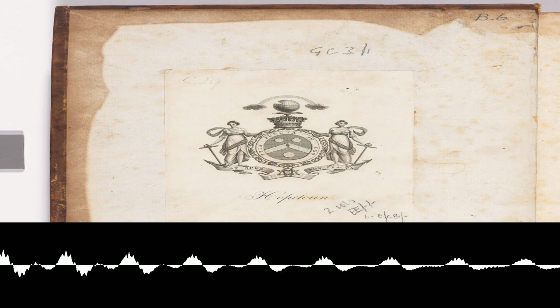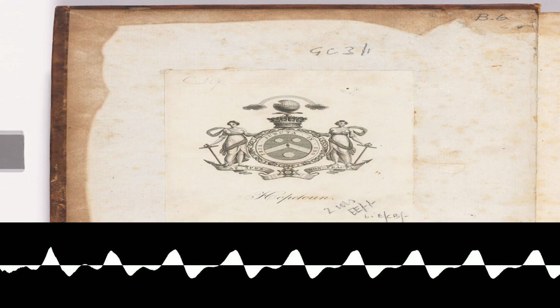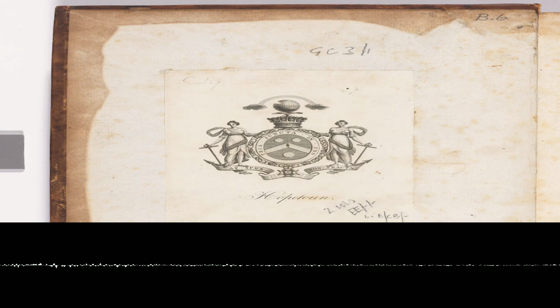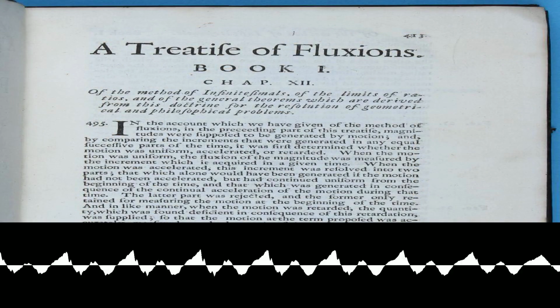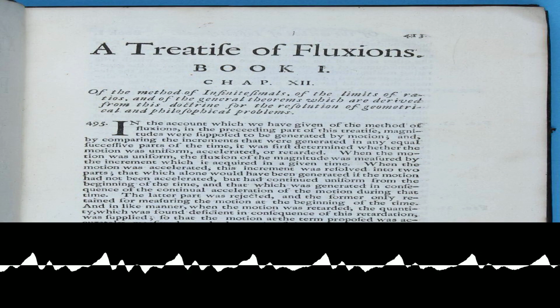The reception of a treatise of fluxions was complex and reveals much about the state of 18th century mathematics. Within Great Britain, it was hailed as a masterpiece. It became the definitive work on calculus, the standard text at Cambridge and other universities for nearly a century. Its effect, however, was paradoxical.